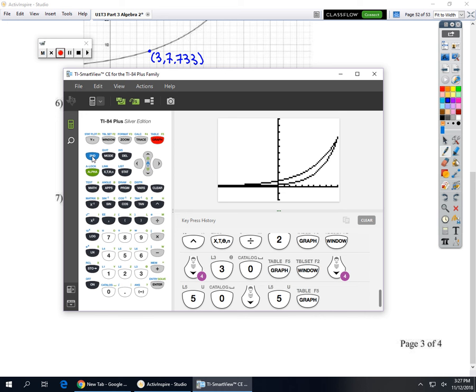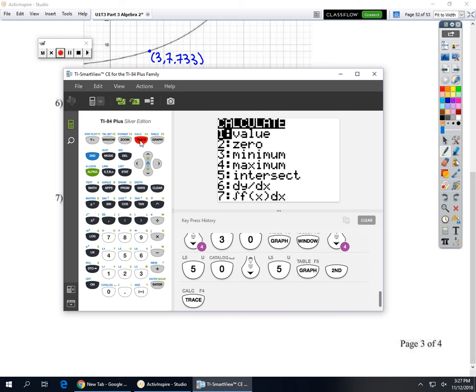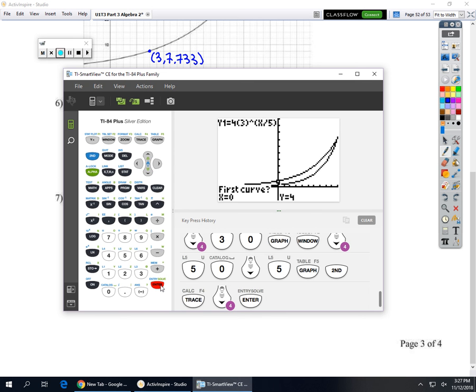So let's try it. Second trace, which we'll calculate. I want to get to the intersection. Now, to be honest, with most graphs, if they intersect one time, you don't actually need to move the curve. You can just press enter. I'm just going to press enter, enter, guess doesn't matter.